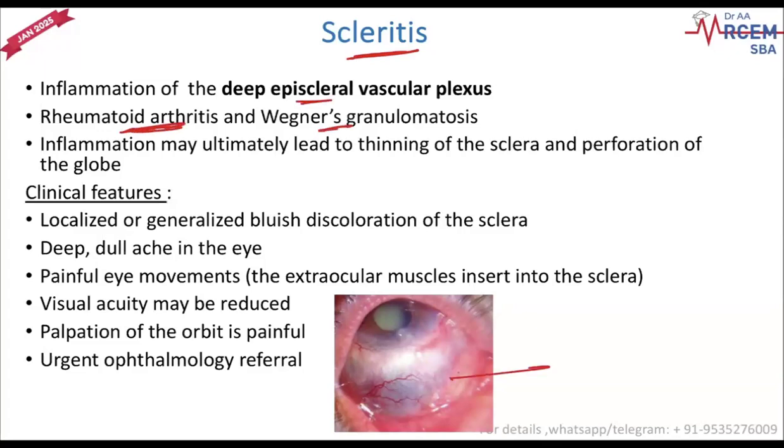On examination, you can see blue-colored sclera, and the sclera is quite thin, so it can perforate easily. If you ask him to move around, that means lateral gaze, medial gaze, the movements will be quite painful because the extraocular muscles are inserted over the sclera. Urgent ophthalmology referral is what you will be doing in the emergency department. Only analgesics can be provided. There is no specific treatment you can do in the emergency department.